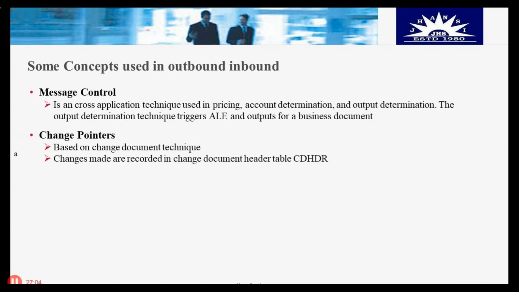Then we have some concepts used in the outbound system: message control and change pointers. These are the 2 ways in which we can trigger the IDocs. Message control is a cross-application technique used in pricing, account determination, and output determination. It gets triggered when an output is issued for a business document. So message control is something which we purposefully call. But change pointers are based on the change in the document. So let me explain this.